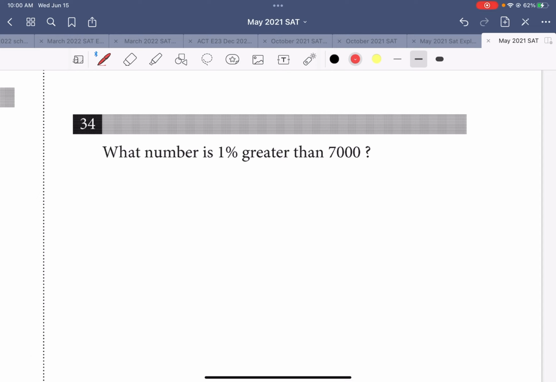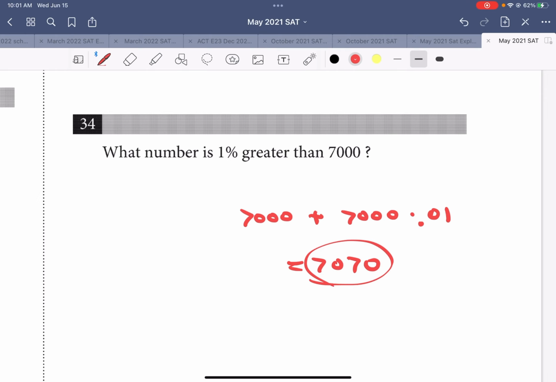Number 34. What number is 1% greater than 7,000? So you can say 7,000 plus 7,000 times 0.01. Okay, 1% greater than 7,000. So the answer is 7,070. That should be your final answer. Okay, 1% greater.